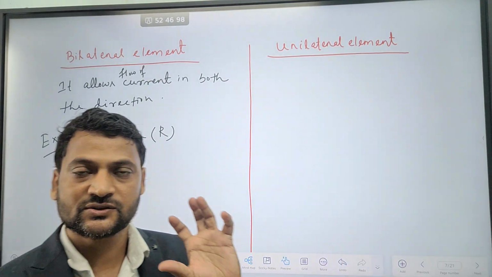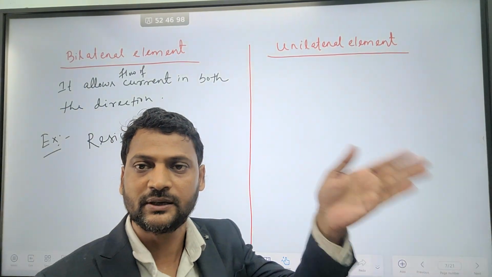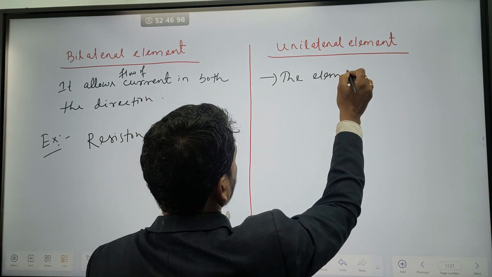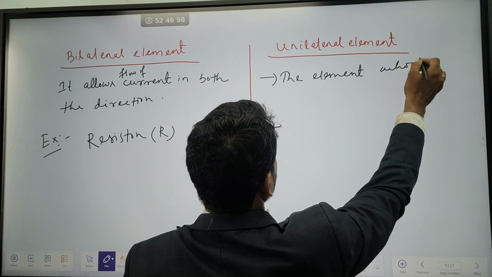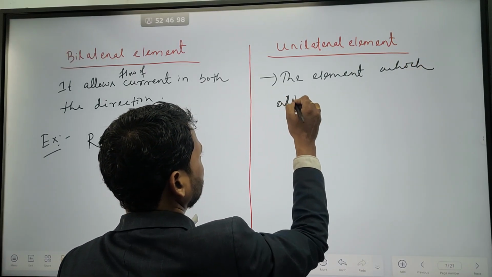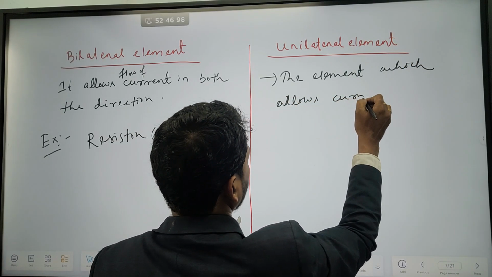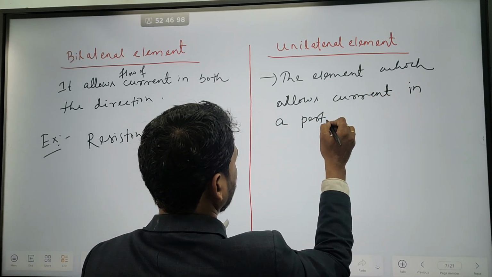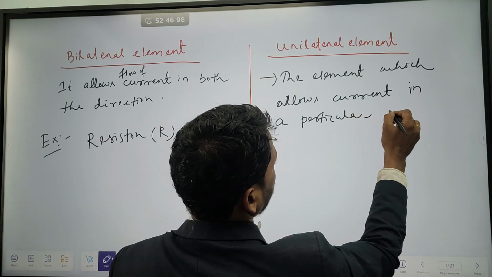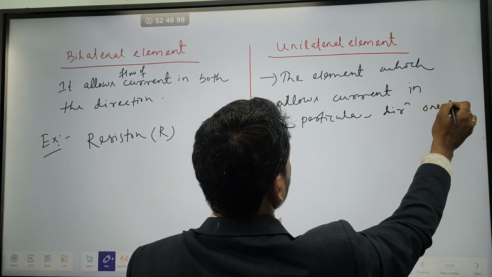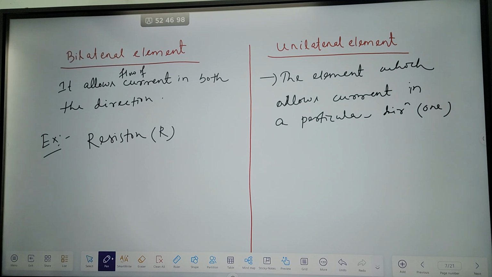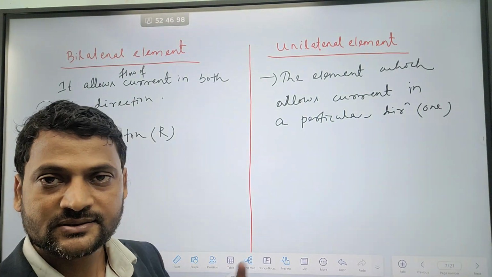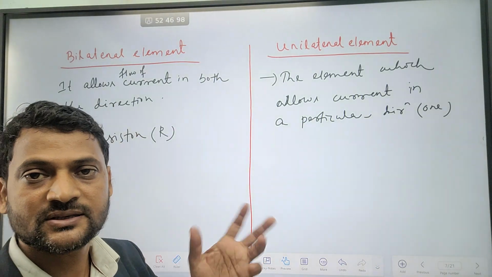The elements which allow current in one particular direction, meaning the elements which allow current in a particular direction or in one direction. Okay? So what is the example? Like a semiconducting element, a diode is a non-linear unilateral element, a transistor is a unilateral element. So semiconducting devices are unilateral elements.